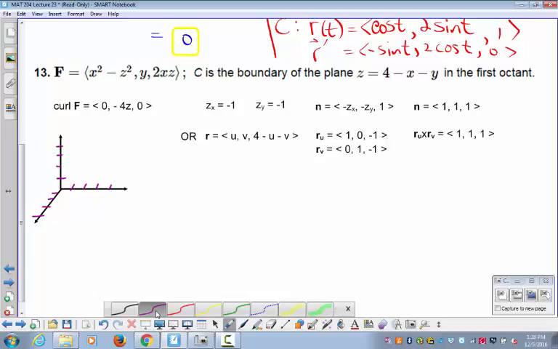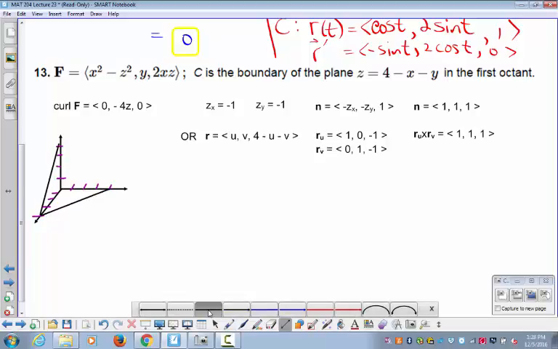If you let x and y be 0, z is 4. If you let x and z be 0, y is 4. If you let y and z be 0, x is 4. So all of them are 4. So the surface that we're looking at is this triangle, that face of a tetrahedron. So C is the boundary of the plane in the first octant.